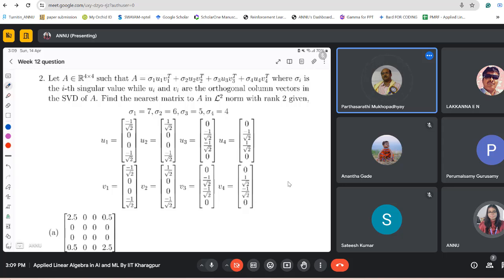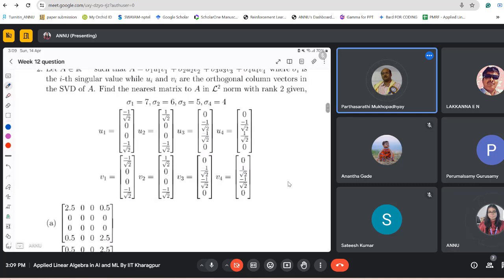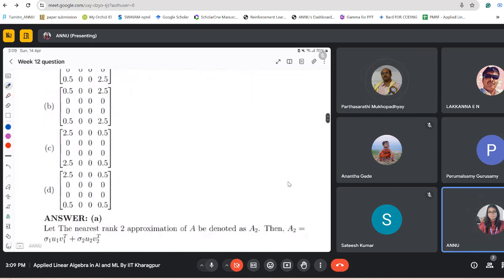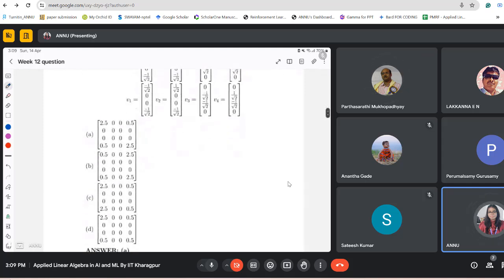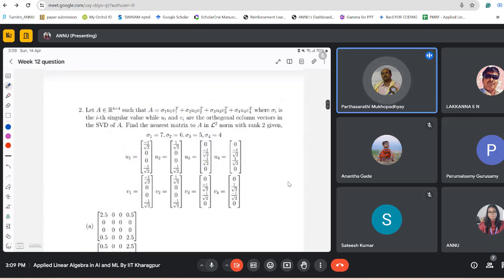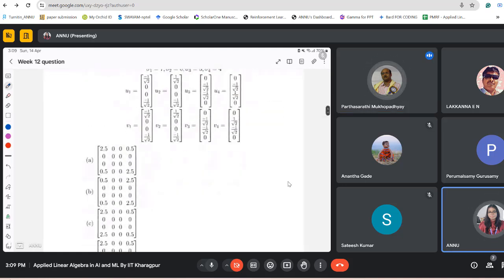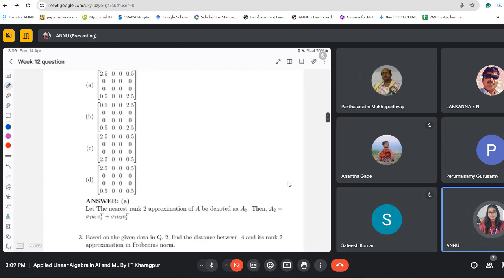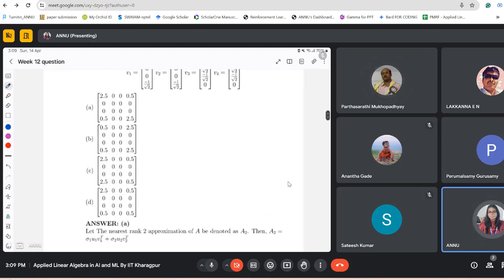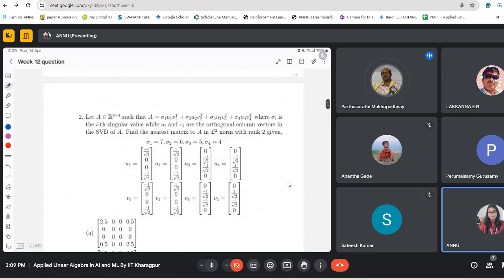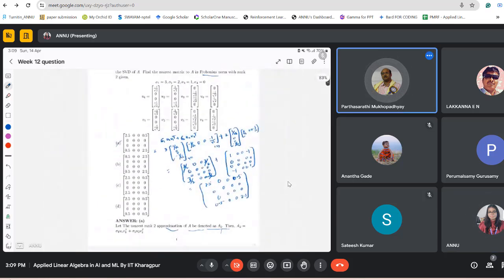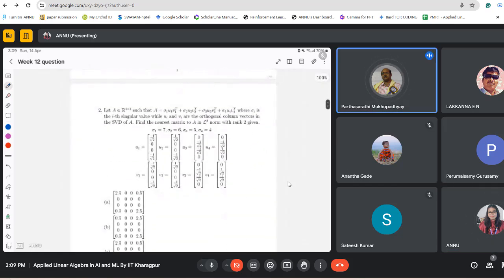Okay. So just to make it clear, whether it is any norm in future, even if it is the L1 norm, you do the same thing. Okay. So based on the given data in Q2, find the distance between A and its rank 2 approximation in the Frobenius norm. How to find the distance? Do we see any term distance? Distance in the sense, take the norm of the difference of the two matrices. Or maybe the residual part of the square of singular values. Yeah, that can be the case.